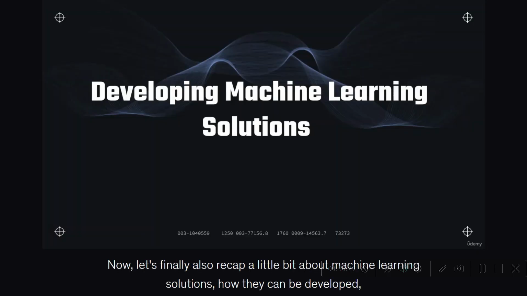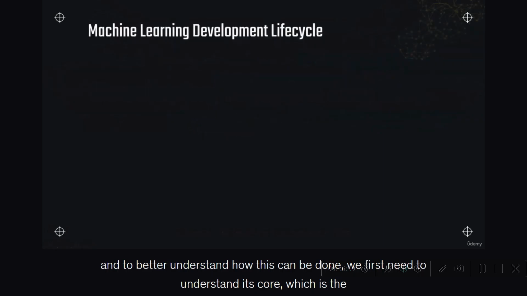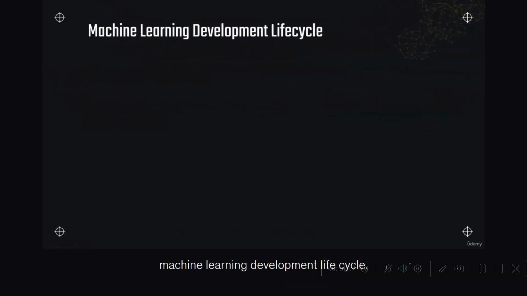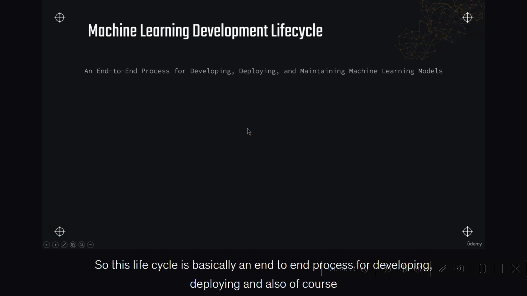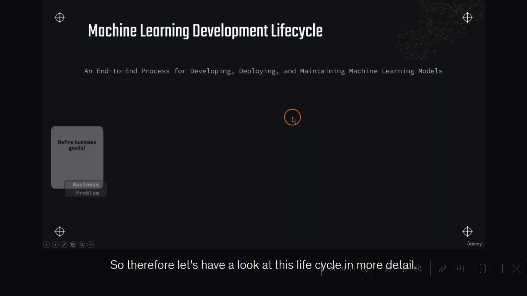Now let's finally also recap a little bit about machine learning solutions, how they can be developed, and to better understand how this can be done, we first need to understand its core, which is the machine learning development lifecycle. So this lifecycle is basically an end-to-end process for developing, deploying, and also of course maintaining our machine learning models. So therefore, let's have a look at this life cycle in more detail.